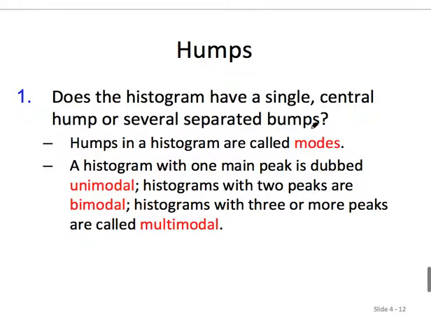So this book calls them humps. You have talked about this in Algebra 2, and I think you did this in pre-calc as well. They're called modes. So does the histogram have a single central hump or several separated bumps? What's going on? Every time you see a bump in the graph, you know that as a mode. And it can have one main peak, two peaks that might not be exactly the same, but they're pretty close to each other, and then it's called bimodal, or three or more peaks are called multimodal. That'll tell you different information about the graph, and we'll spend some time looking at graphs and then being able to describe them a little bit more.